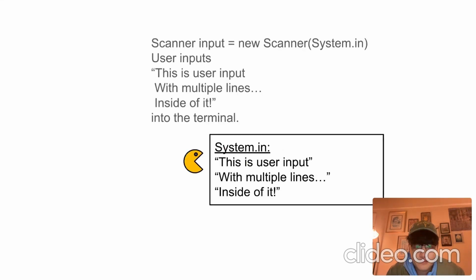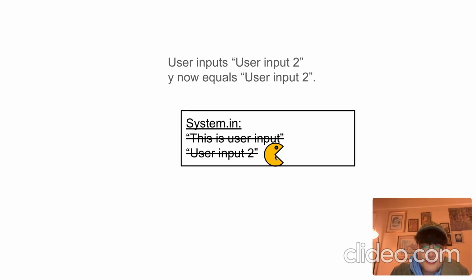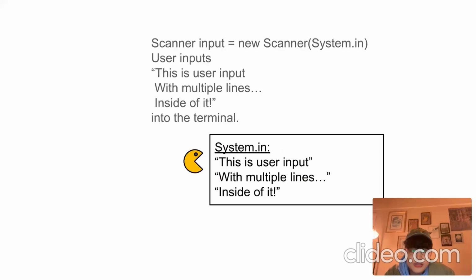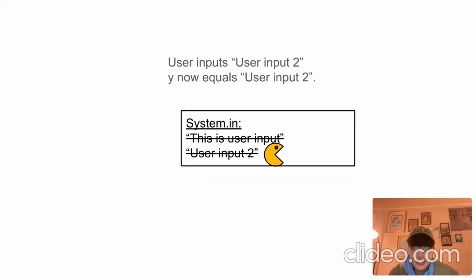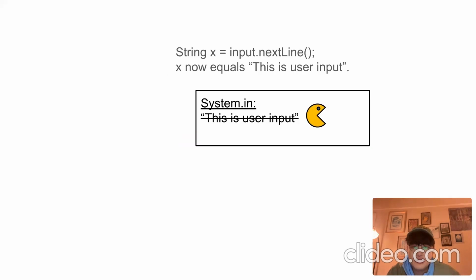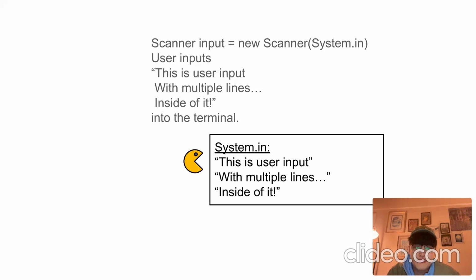And I don't have it in the next slide, but always remember that Pac-Man, after calling nextLine, will move to this third line here, or the beginning of this third line, and wait for further instructions. Okay, now a lot of this was pretty similar to what you might have imagined coming from Python, but here's where you might come across some differences.